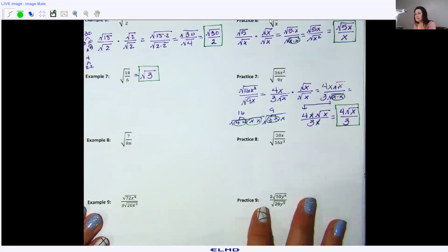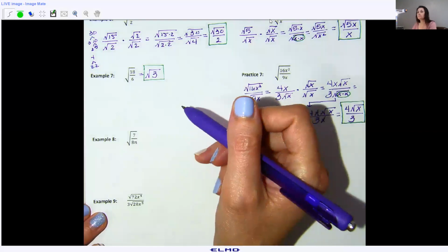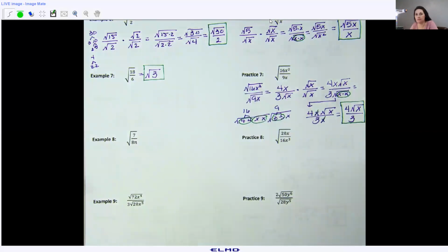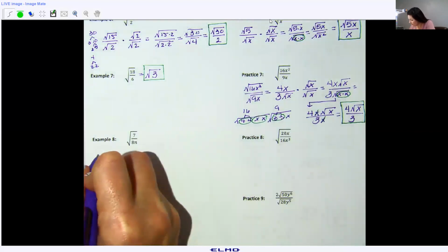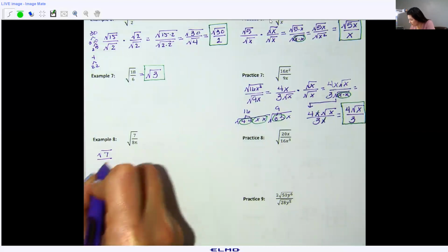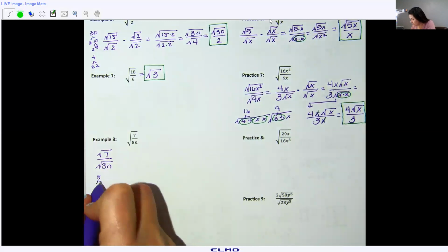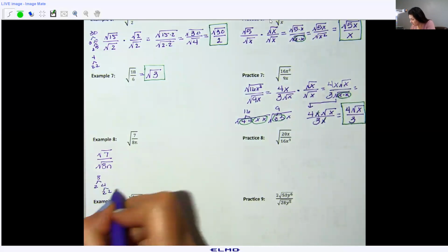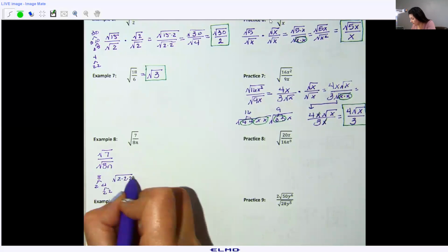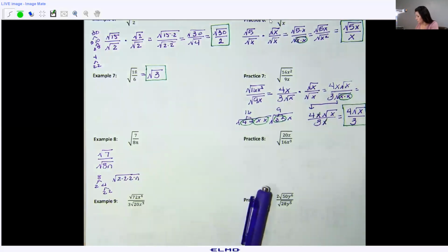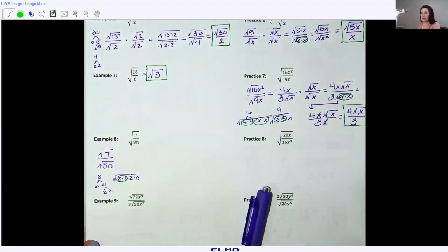Example number 8. Okay. This fraction can't be simplified. However, my 8n can be factored. So we're going to factor that out. So let's do the square root of 7 over the square root of 8n. Okay, when I factor out 8, I end up with 2 times 2 times 2, and we can't forget this n. And so I'm going to circle my pairs. So I have a group of 2 that's going to be factored out and 2n left inside.